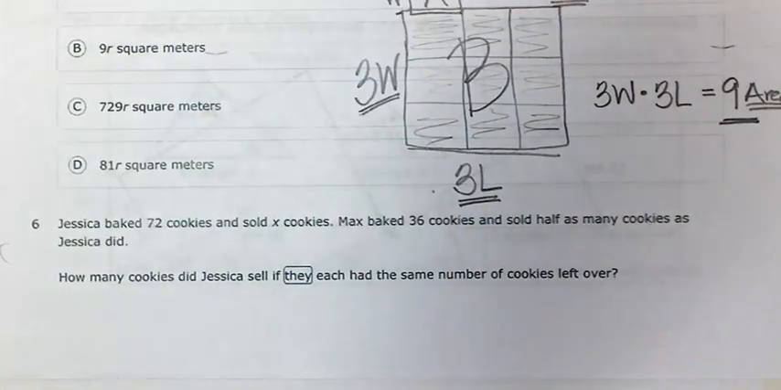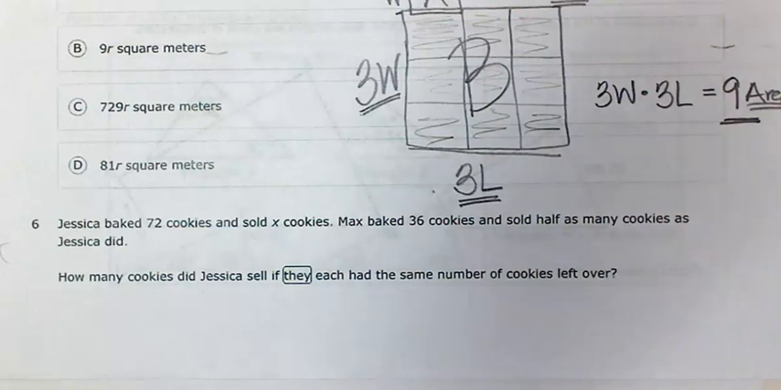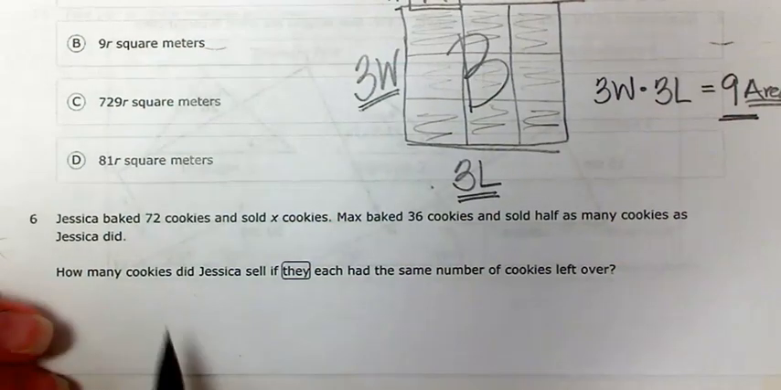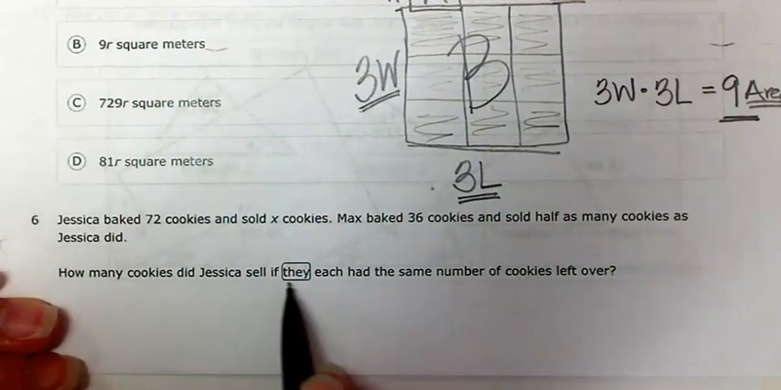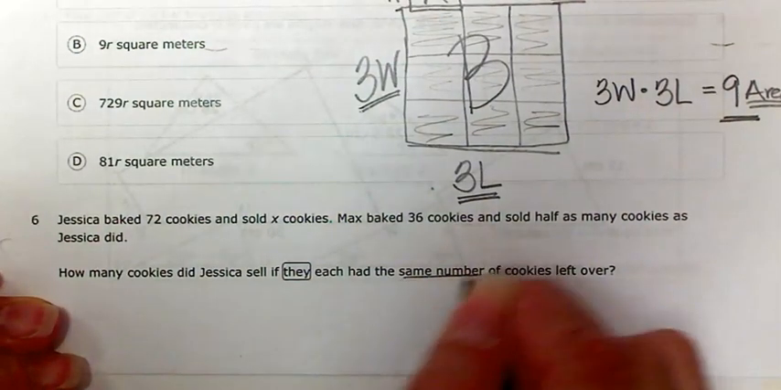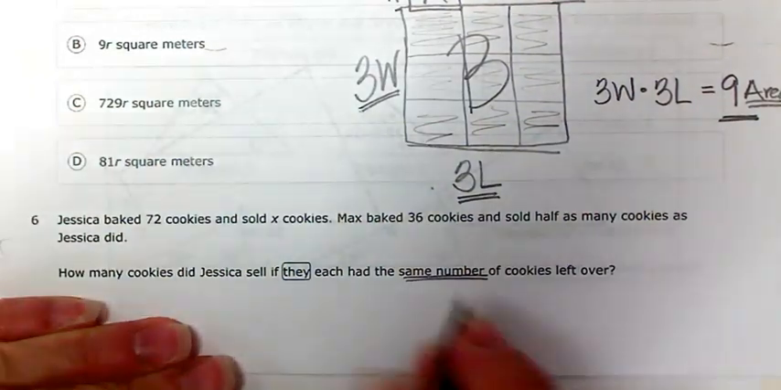All right, 6 says, Jessica baked 72 cookies and sold X cookies. Max baked 36 cookies and sold half as many cookies as Jessica did. How many cookies did Jessica sell if they each had the same number of cookies left over? Okay, so here's the big thing. If they each had the same number of cookies left over.